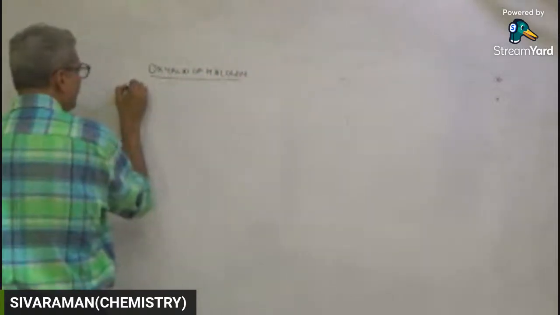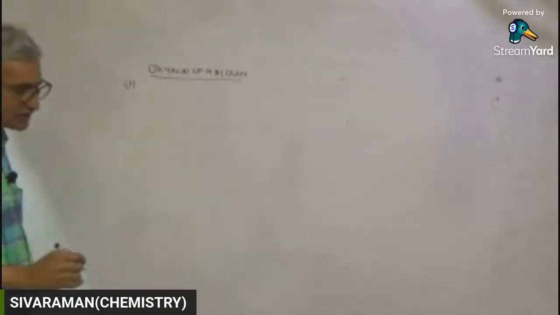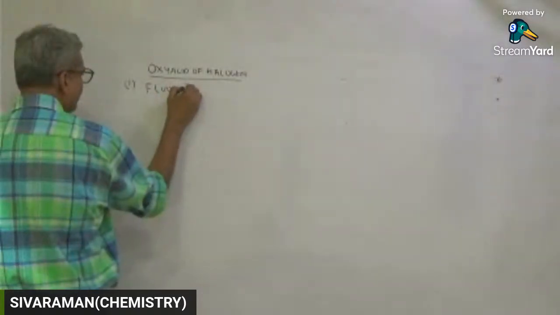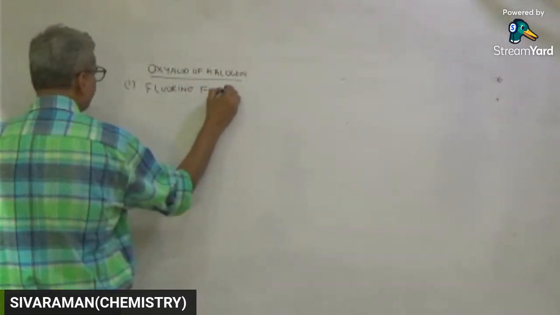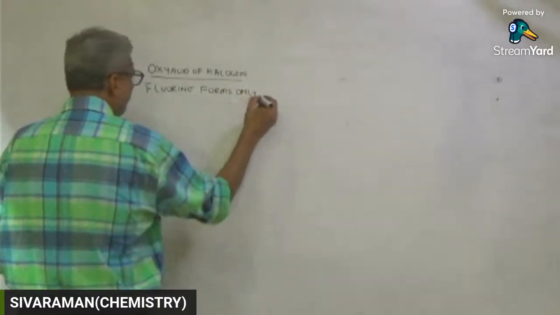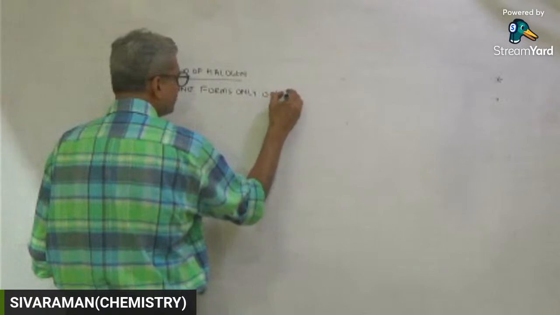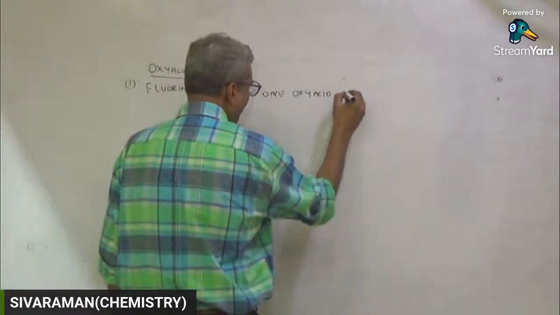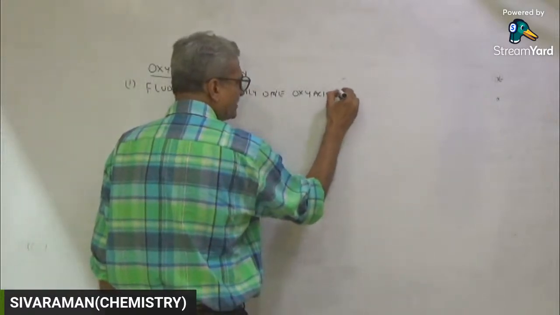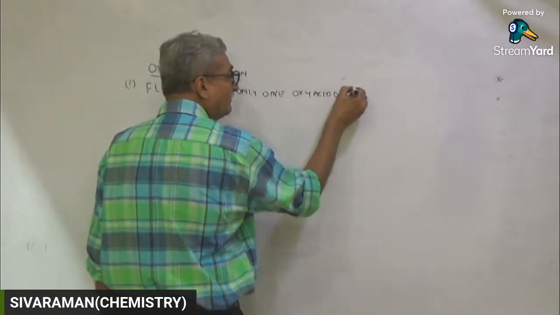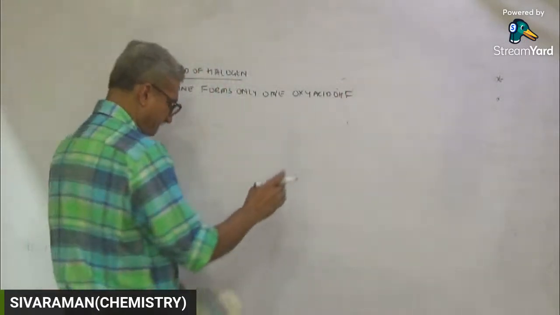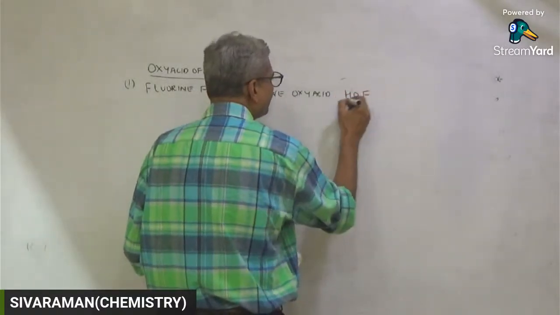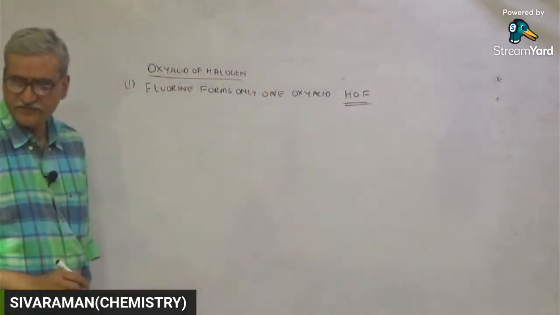The first very important one where we can get stuck is fluorine. Fluorine forms only one oxyacid, FOH or OHF, whichever way we write. Because the problem is that fluorine will be negative over here and this will be positive. We'll write it like this, HOF. So HOF. Is this clear?